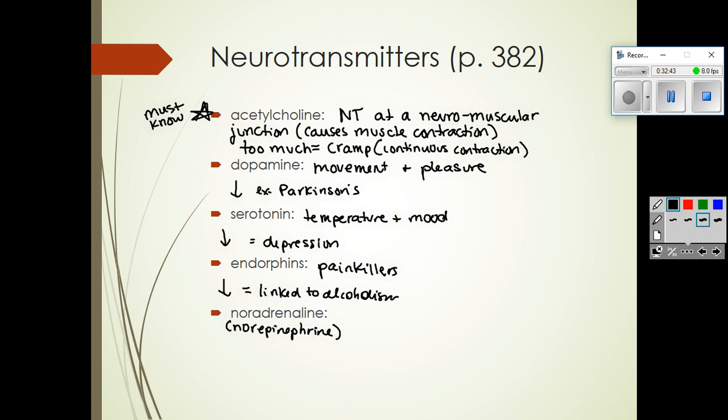Norepinephrine works in tandem with epinephrine, or adrenaline, which is a hormone that gets released by your adrenal glands that helps you respond to stress. So this is the one that has to do with stress. So if you think about your flight or fight response, this is the neurotransmitter that would be involved in that quite a bit. If you have too much of this, you could have things like high blood pressure, and other symptoms of general anxiety or stress.